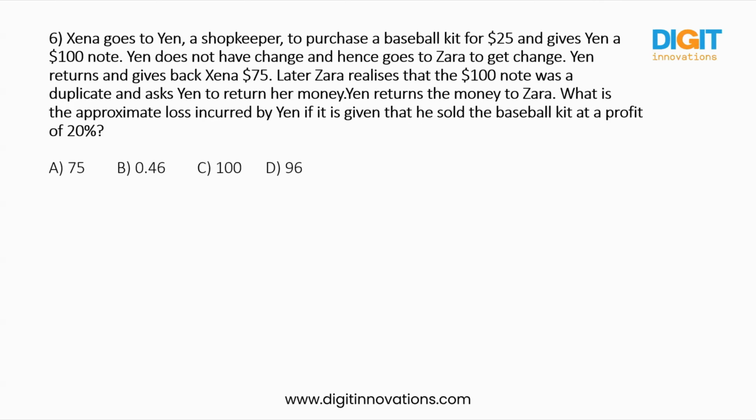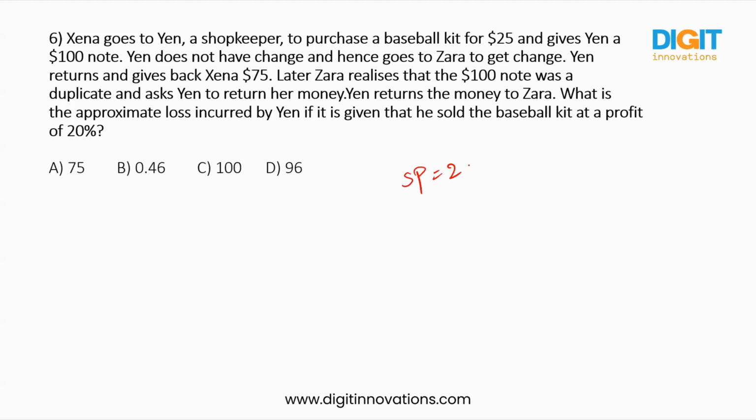And when Ina got 100 rupees from Zara, Ina gave 75 to Zina, because Zina gave 100 rupees as a duplicate note: 25 for the basketball kit, and 75 she has to return. She doesn't know it is a fake one. And after that, Zara came and took that 100 rupees and went away. Now they're asking what is the total loss incurred by Ina if she sold the basketball for a profit of 20%.